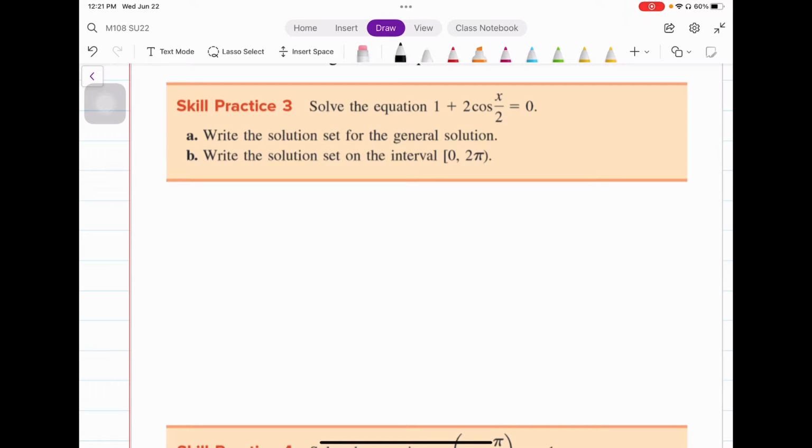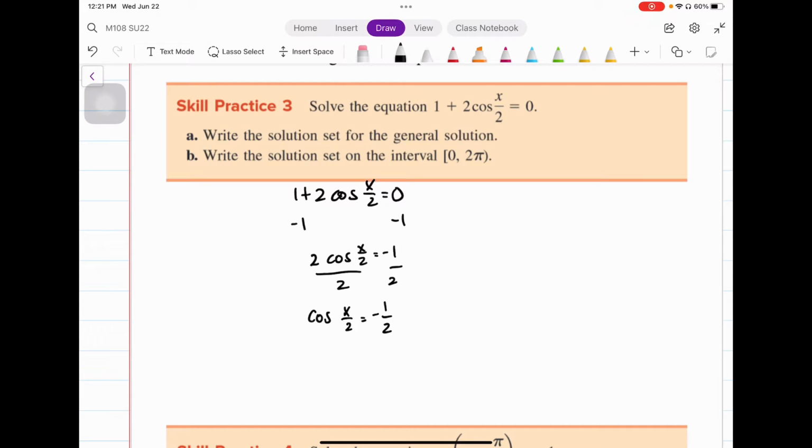And that has to do with whether you are solving just for cosine of x, or are you doing cosine of x over 2 or 3x or something like that? So let's first isolate the cosine x over 2. We have 1 plus 2 cosine x over 2 equals 0. Subtract 1 from both sides. We have 2 cosine x over 2 equals negative 1. Divide by 2. I have cosine x over 2 equals negative 1/2.